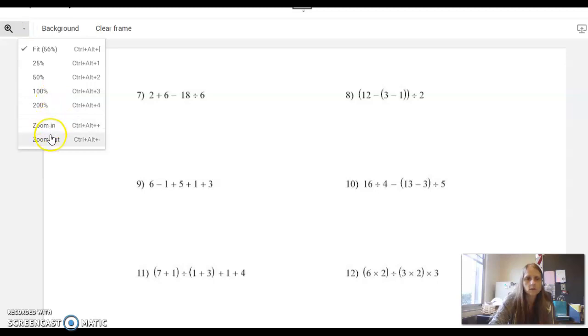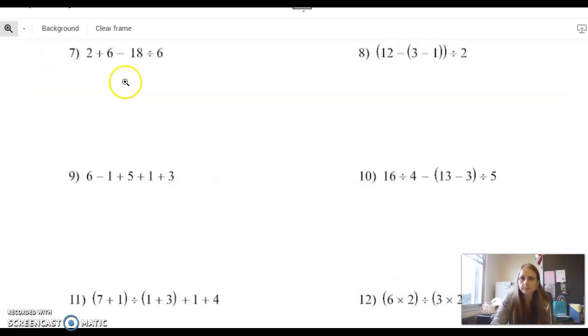Let's see if we zoom in just a little bit, make them a little bigger. So here on number 7, we have addition, subtraction, and division. So we're going to our division first. So we keep the 2 plus 6 minus 18 divided by 6 would be 3. So then we're doing addition or subtraction from left to right. So going left to right, 2 plus 6 is 8. And then our 8 minus 3 is 5.